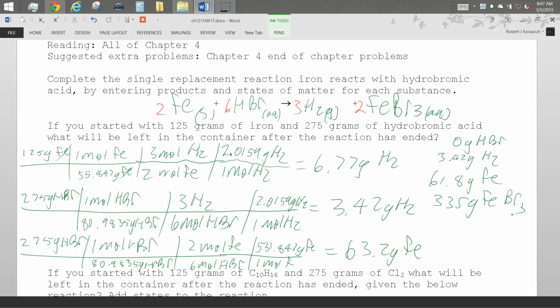Whatever mass goes in, all that mass has to come out. We could have done a fourth railroad track, just like the second and third, except we would have gone to the iron 3 bromide, and that would have given us 335 for our answer, but it was easier for us to just do some subtraction.